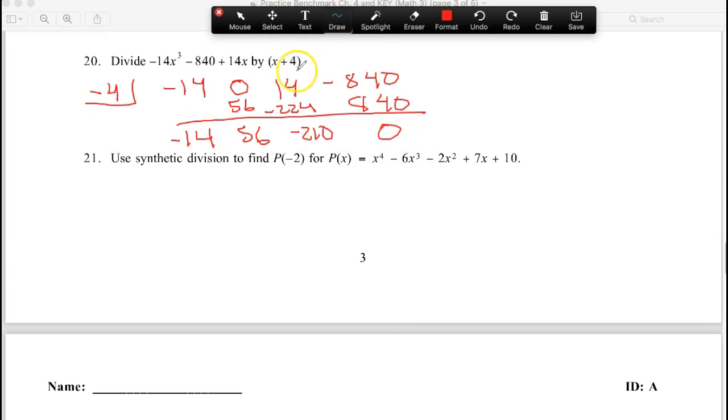So my depressed polynomial, I had a cube, so here I start with one term less. It will be a square. So this will be negative 14x squared plus 56x minus 210. And that is this divided by this. So if I take this and multiply it back by this, I should get back to that.